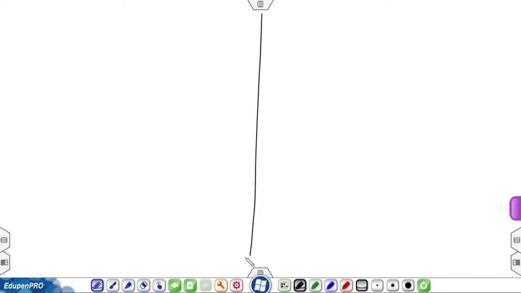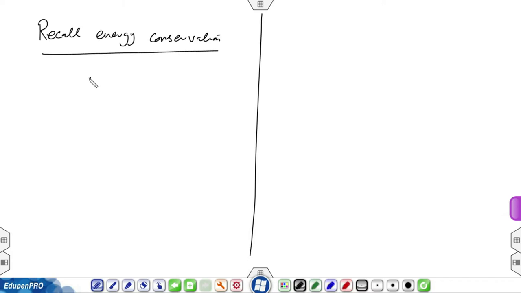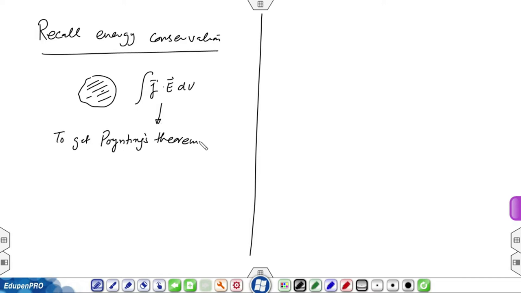So, recall what we did for the energy conservation. There, we had taken a volume and asked how much energy is being spent in a system, that was J dot E dV. And then we transformed this to get Poynting's theorem. To deal with momentum, instead of asking how much energy is being spent, we will see how much momentum is changing for a system of particles given in a volume.